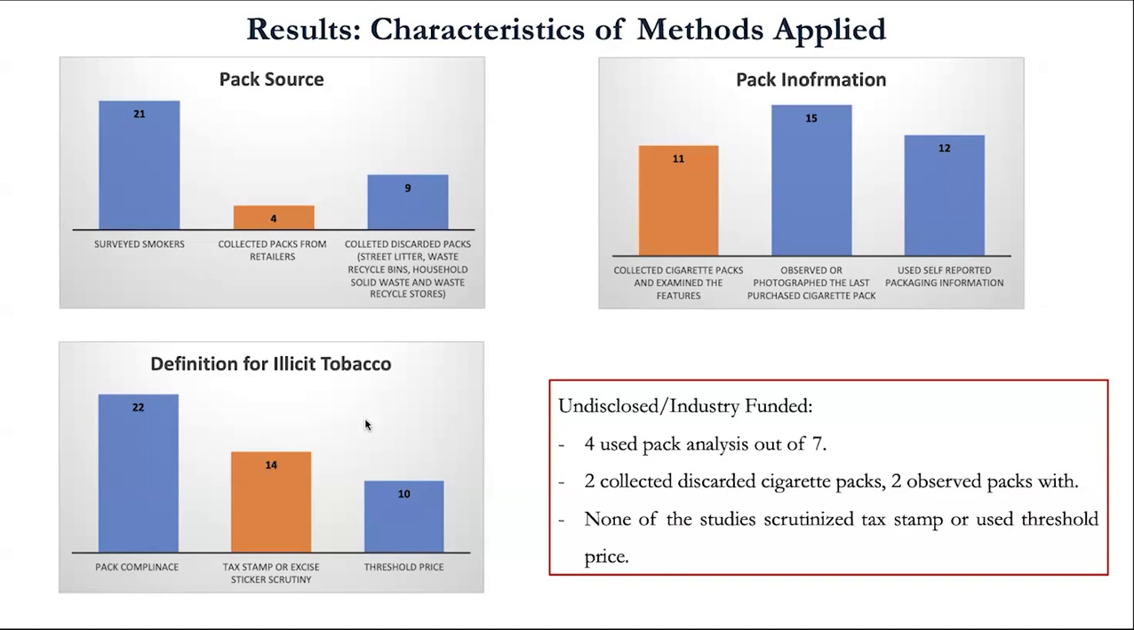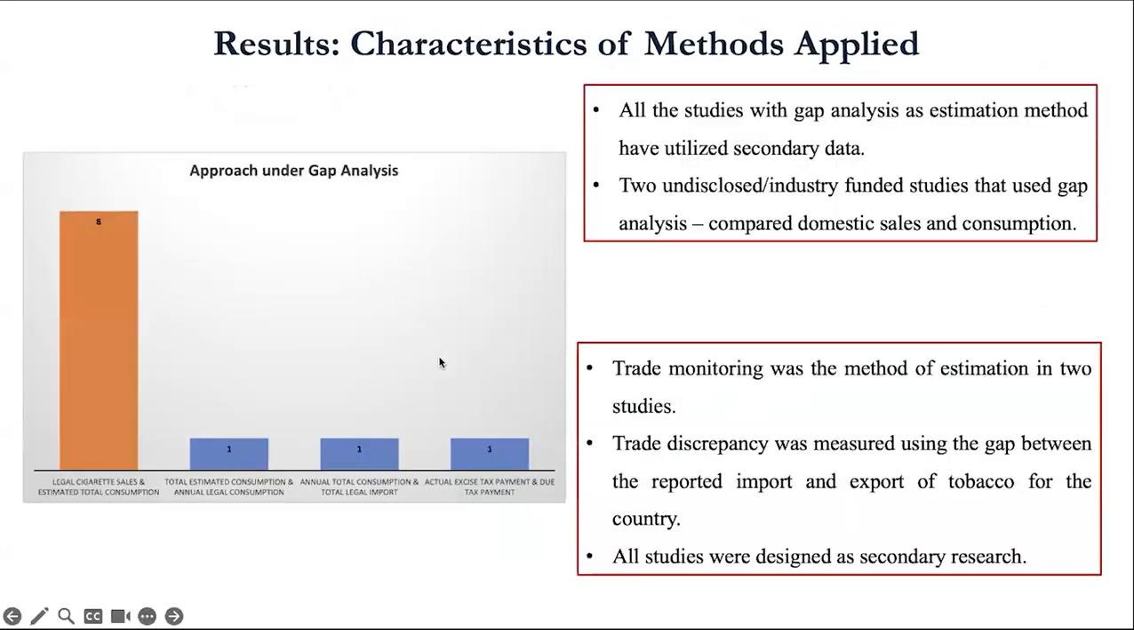None of the undisclosed or industry funded studies scrutinized the tax stamp. And 4 of the 7 industry funded studies used pack analysis, and 2 industry funded studies collected discarded cigarette packs, and 2 observed the packs with the smokers. However, none of them scrutinized tax stamps or used the threshold method.